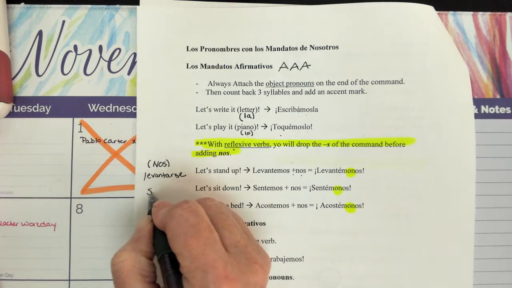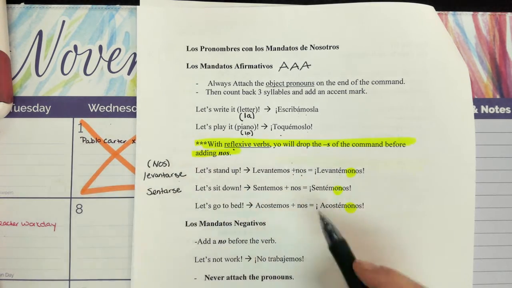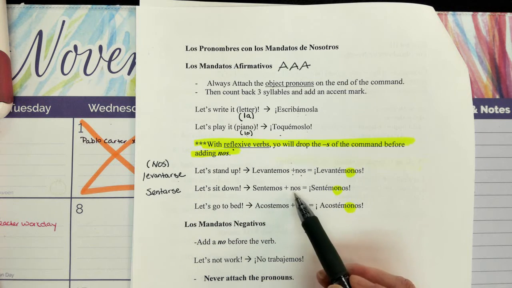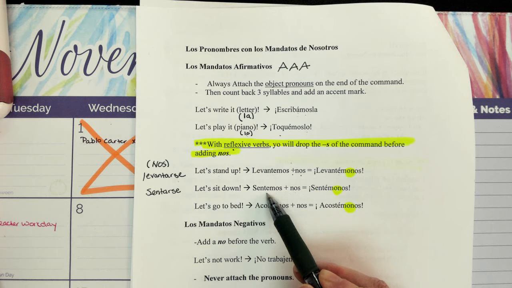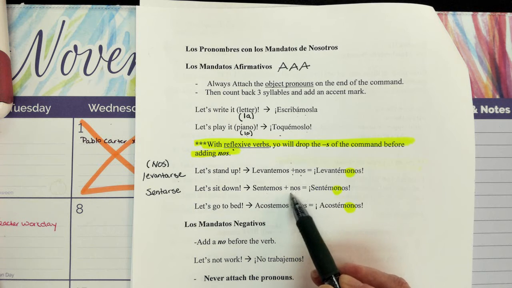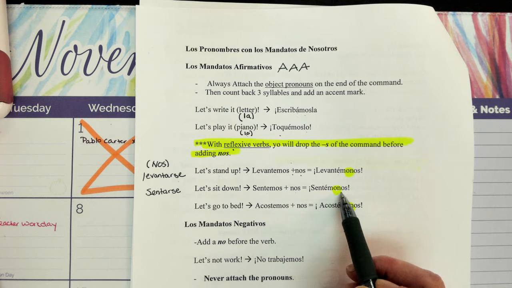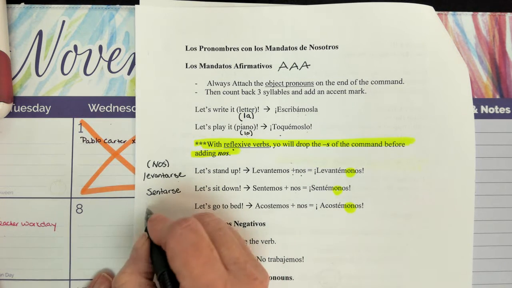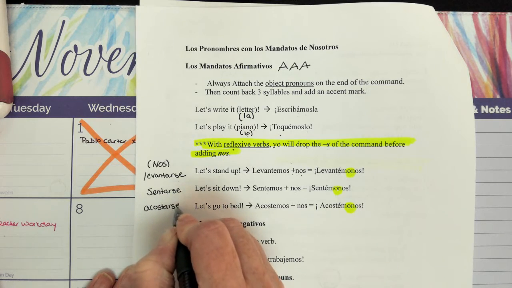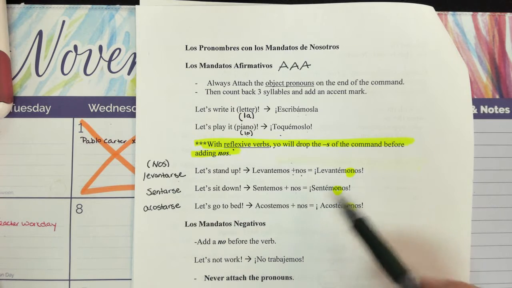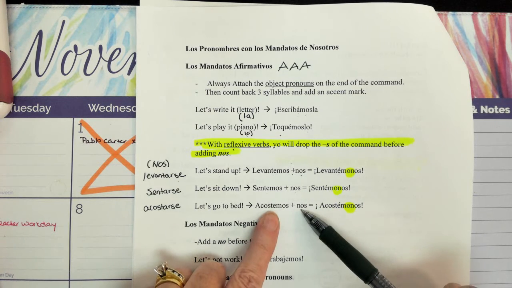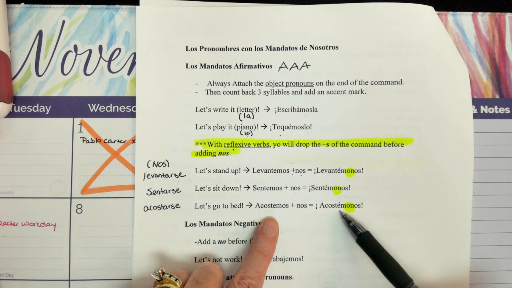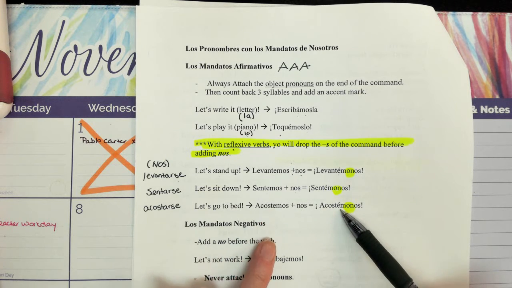So let's sit down. We have sentarse. It's a nosotros command, so our pronoun will be nos. The command is sentemos. We want to combine those for the affirmative commands. We drop our S, so we get sentémonos. We add our accent, and we add it there. Let's go to bed, acostarse. Again, we have acostemos and then nos. We drop our S and we get acostémonos. We count back 3, add our accent.